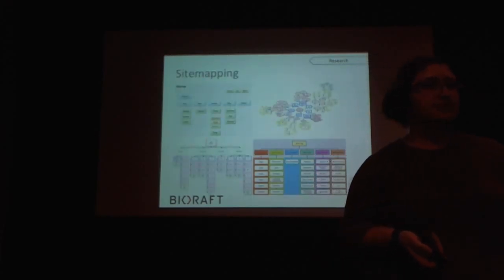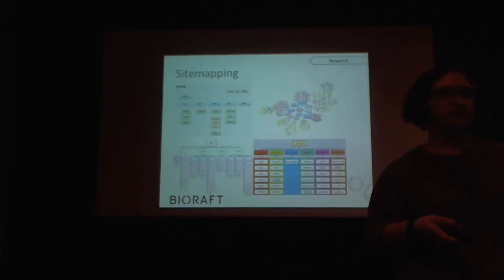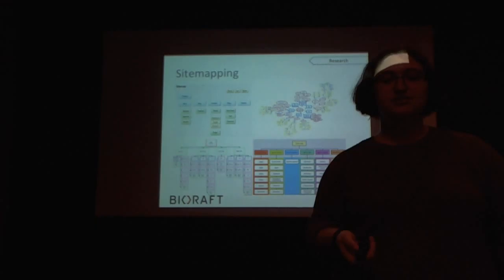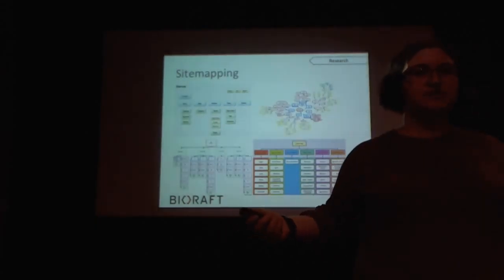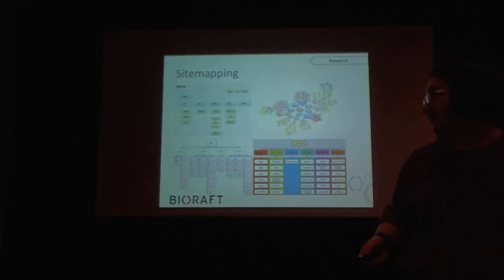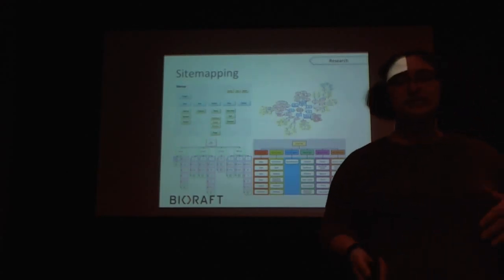Sitemapping is one that people are probably more familiar with. Nods, head shakes. Sitemapping, nods? Okay. So this is really just telling you what the different pages are on your site, and there's different kinds. So there is your tree map, your comb map, your star map, and your tab map. And of course they're all slightly different.